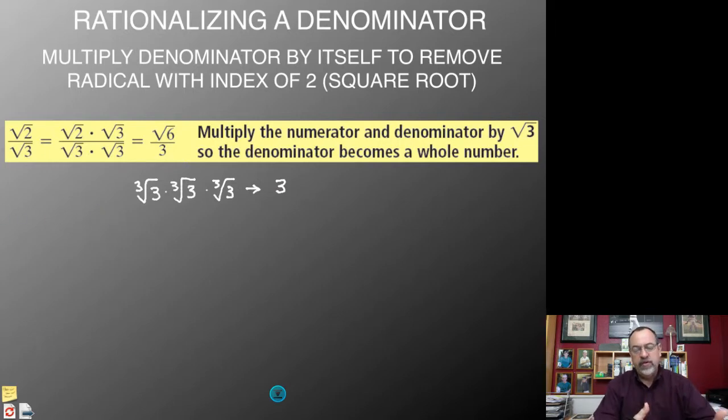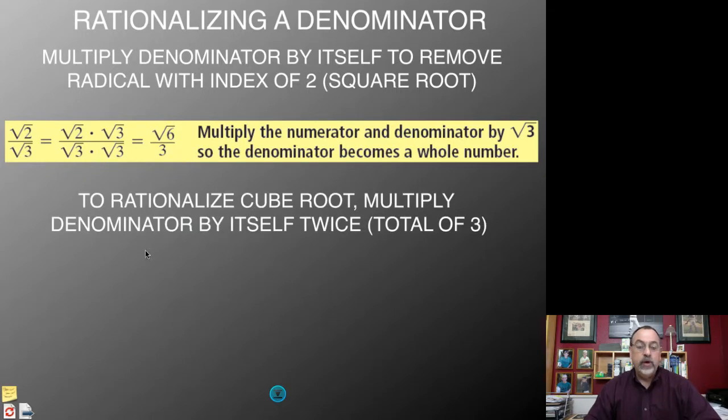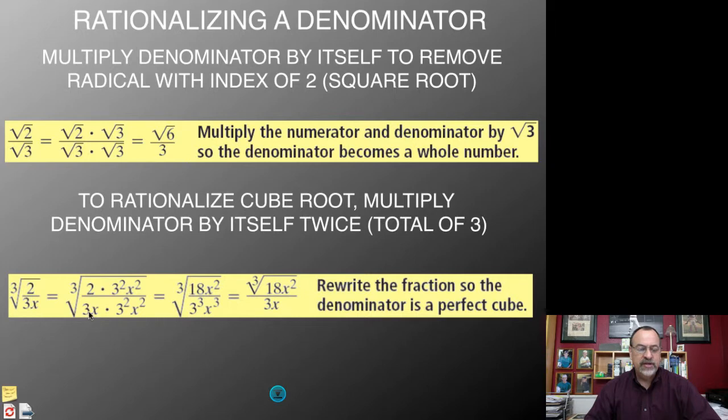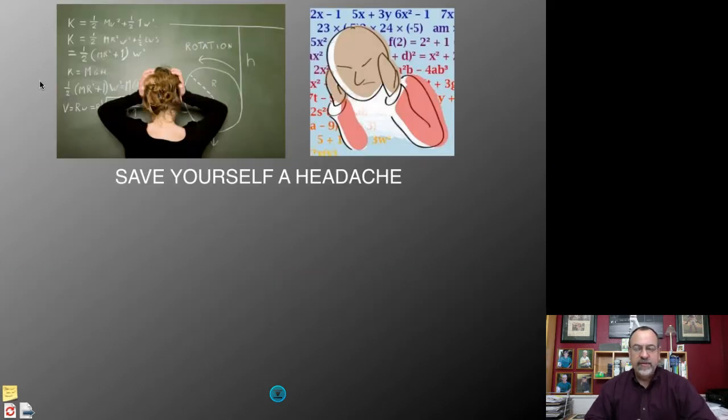So if I had a fourth index, I would need 4 fourth roots of 3. If I had a fifth root, I would need 5. So we're going to have to multiply by as many radicals as we need so that the index requirement, so to speak, is met, and then we can actually rationalize the denominator. Before I do these examples, I want to give you one tip that will save you a headache.